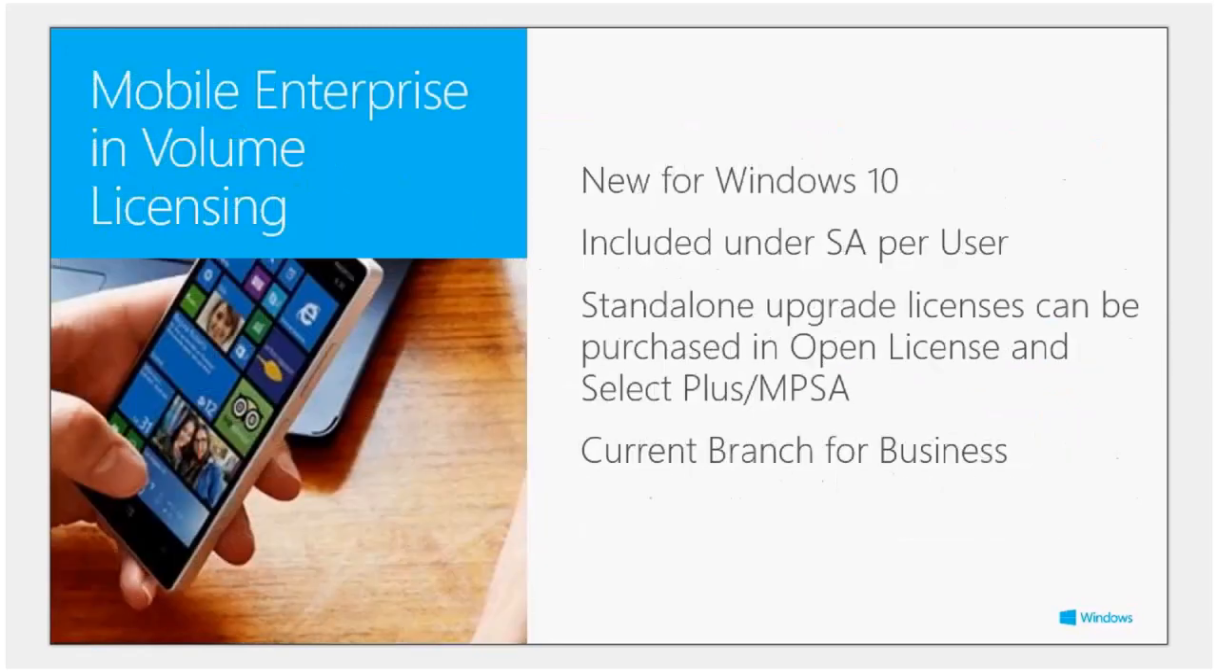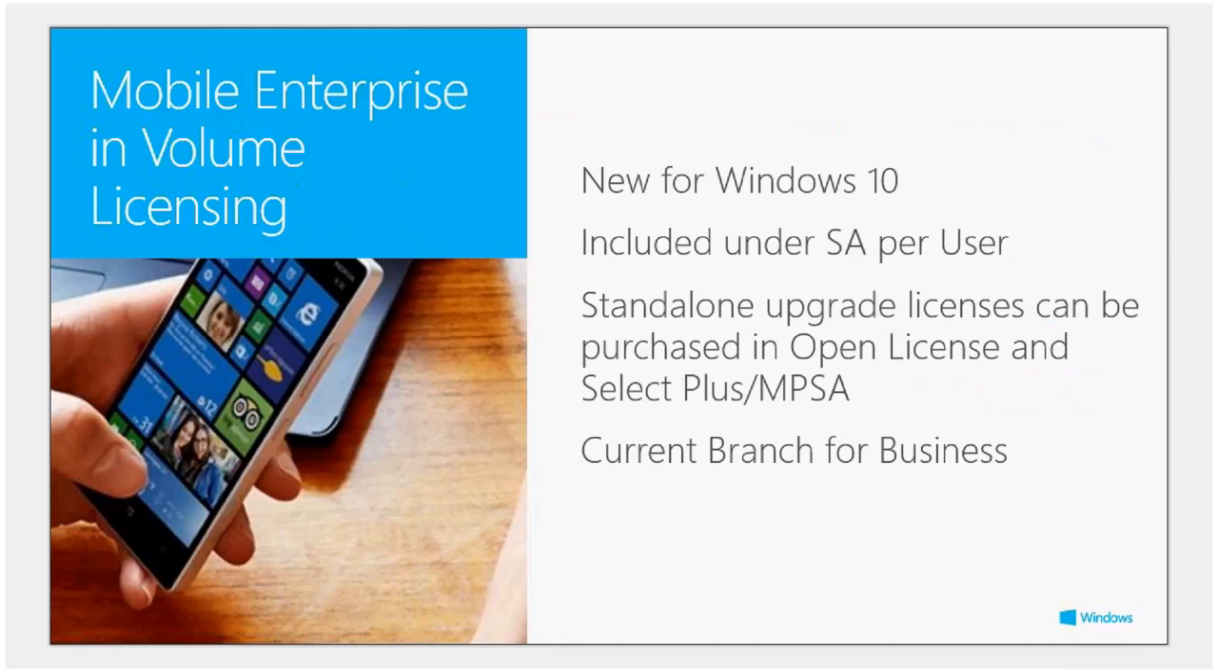The Mobile Enterprise in volume licensing, there's a Mobile Enterprise upgrade that will be included. Any customer who is licensed with SA per user will have the rights to deploy the Mobile Enterprise upgrade across any of the mobile devices covered under the SA per user licensing. Additionally, standalone upgrade licenses can be purchased through Open and Select Plus MPSA on a per device basis.